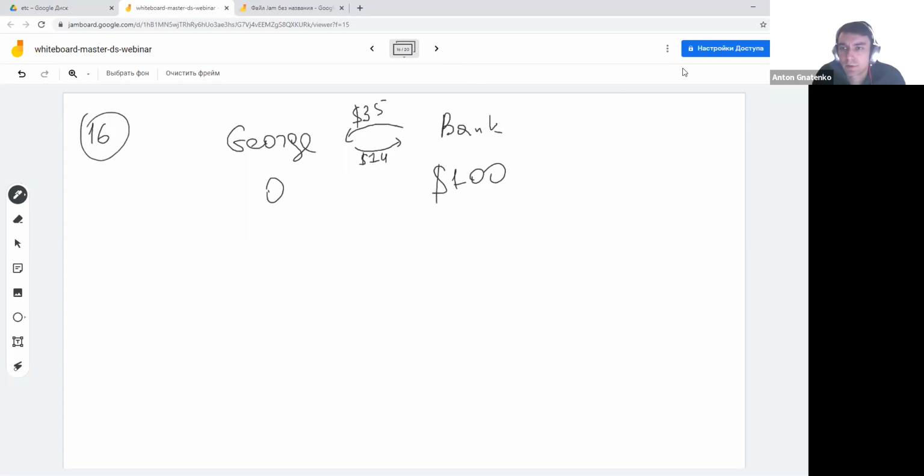Well, let's at first just try to produce some sequence of operations. For example, George had 0 and there was 100 in the bank. Then, for example, I would take 35 from there, and George will have 35, and in the bank there will remain 65. Then George can take another $35, and then he will have 70, and in the bank there will remain 30. Unfortunately, we can't take any more money because we can take only 35, and there is not enough money here to take.